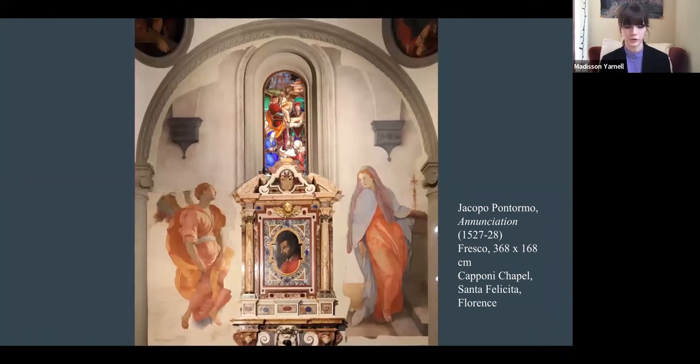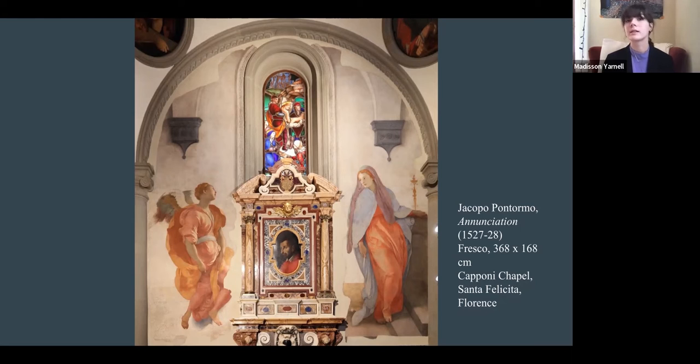Lastly is Jacopo Pontormo's Annunciation from 1527 to 28 in fresco. The painting spans the entirety of a wall in the Capponi Chapel in Santa Felicita in Florence. The painting remains in situ, or in its original location today. Gabriel and Mary are separated by a stained glass window and altar not original to the chapel. Before this reliquary was built, the figures were separated by a vase of lilies centered between them, according to Jack Wasserman. The background is simple, and we see Gabriel on the left and Mary on the right.